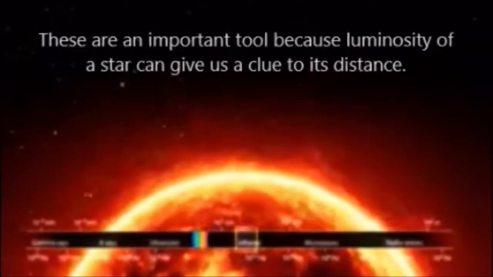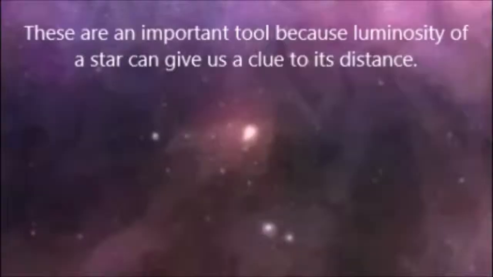We can plot the locations of the luminosity classes on the HR diagram. These are an important tool because the luminosity of a star can give us a clue to its distance.